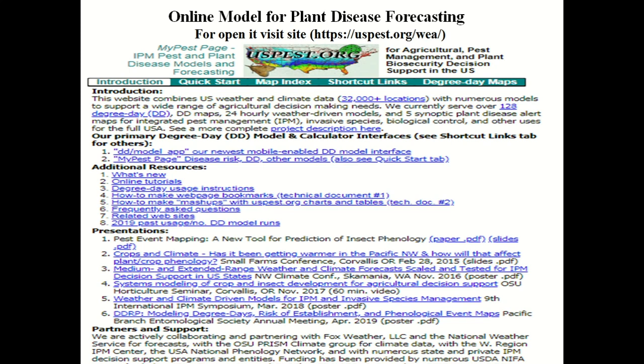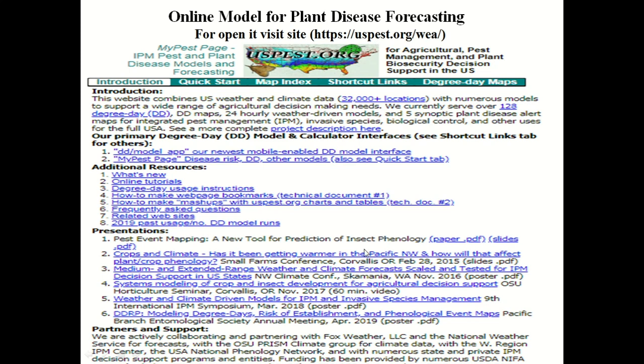Now this is the example of one online model that is developed for plant disease forecasting. If the student wants to visit this online model, they can simply write the site in Google and access this online model.